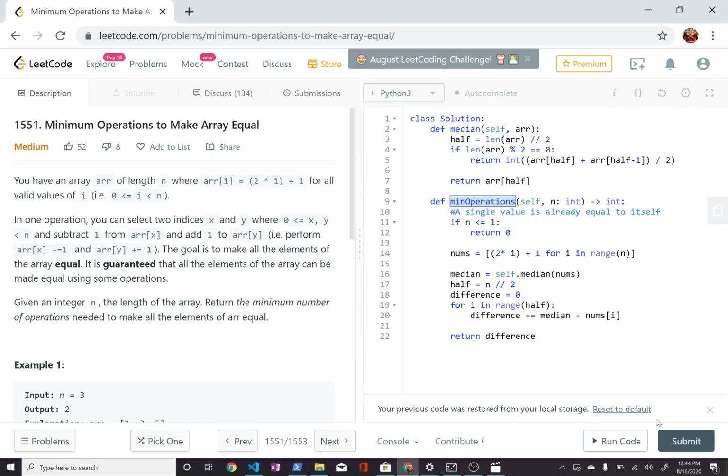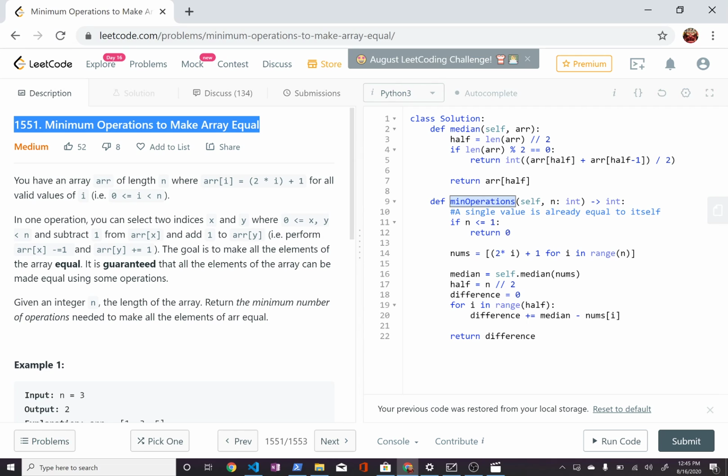Hi, today I'm talking about LeetCode problem 1551, minimum operations to make an array equal. This problem asks you to write a function, min operations, that takes an integer n as an input. And so n describes an array of length n, where each index in the array has the value of 2 times the index plus 1.